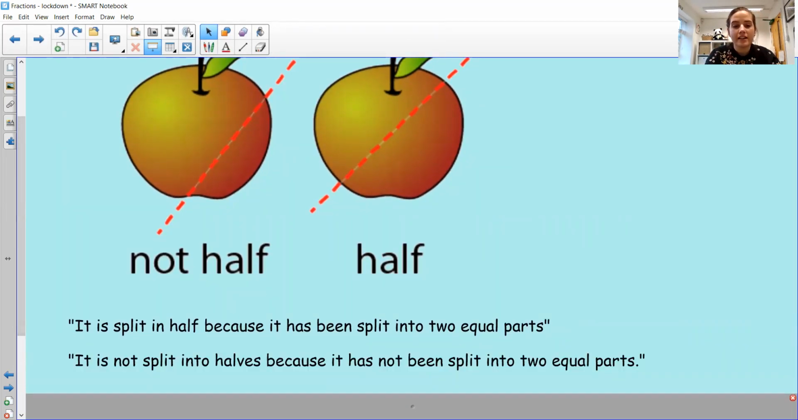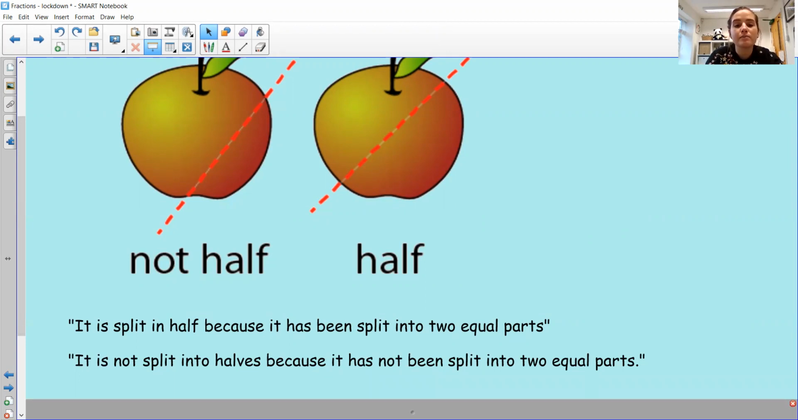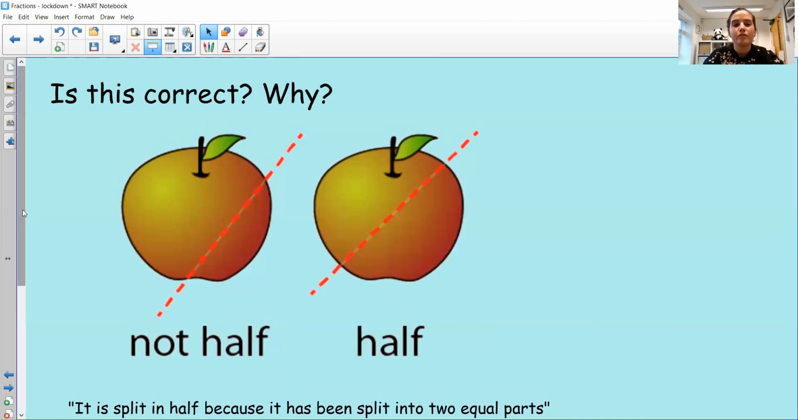Okay, and underneath here it says it is split in half because it has been split into 2 equal parts. It is not split into halves because it has not been split into 2 equal parts. Who agrees with this or not? Brilliant. I don't think either of these are correct because when we look at this, you can't really see that this, let's use a line, has actually been split into 2 equal parts. We can see quite clearly that this is definitely not equal.